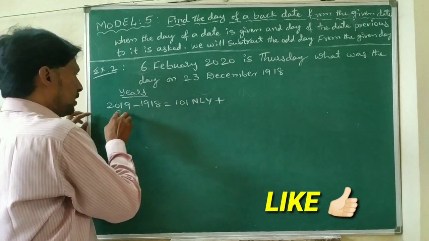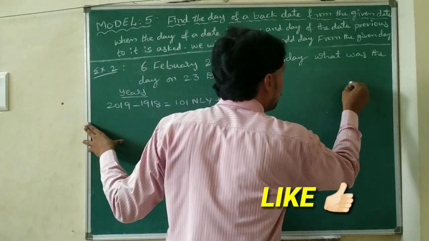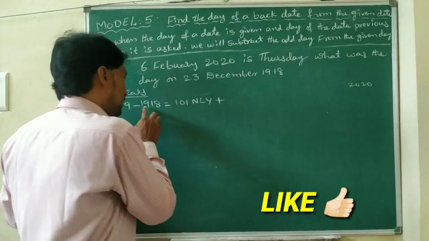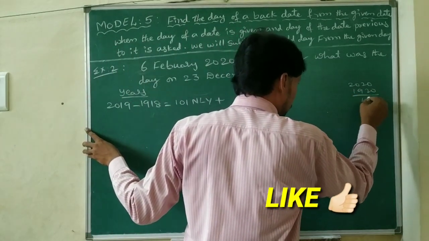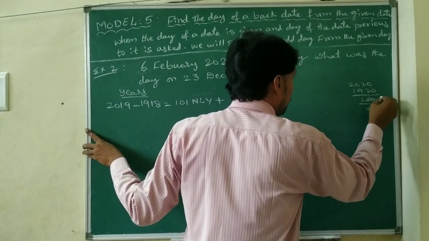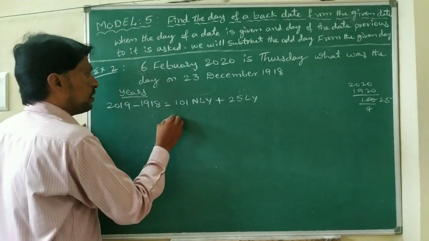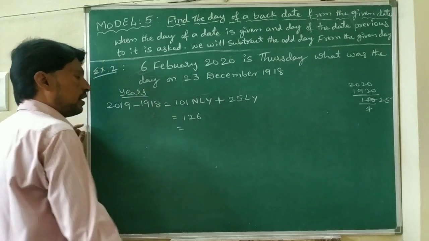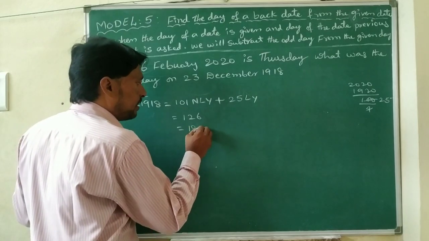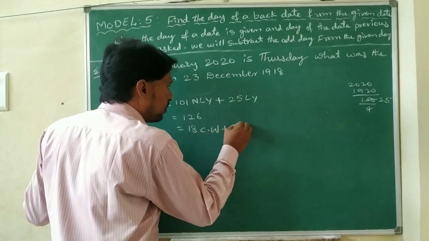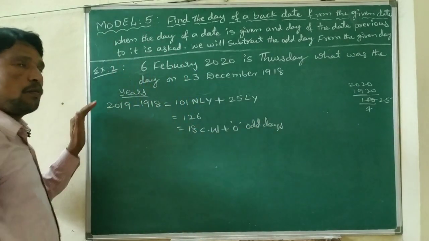Plus here we need to find the leap years. The nearest leap year for 2019 is 2020, and for 1918 the nearest leap year is 1920. So subtracting, we get 100 by 4, that is 25 leap years. So 101 plus 25 is 126. 126 means 18 sevens are 126, 18 complete weeks plus 0 odd days we are getting. 0 odd days. This is about years.